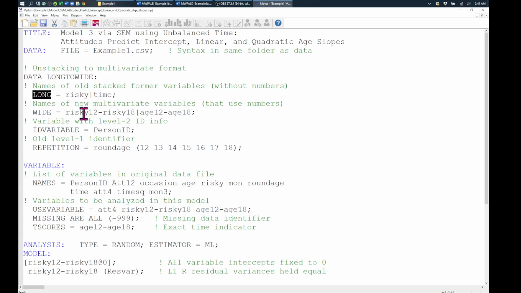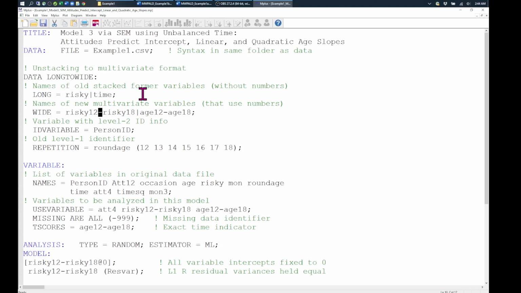So you have to tell it what the original variables were called. I want to use risky and convert it back into separate columns, as well as time. Then what do you want them to become? I'm naming this risky 12 through 18. Note the use of the dash as an abbreviation. It understands that I mean 12, 13, 14, 15, all with a common stem.